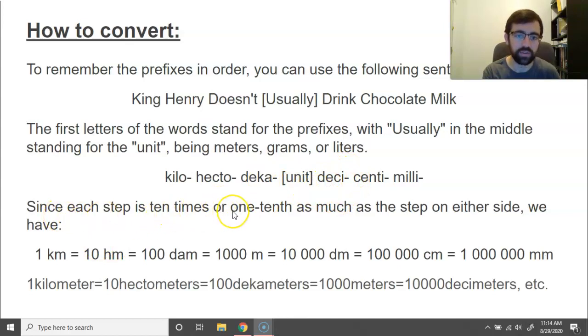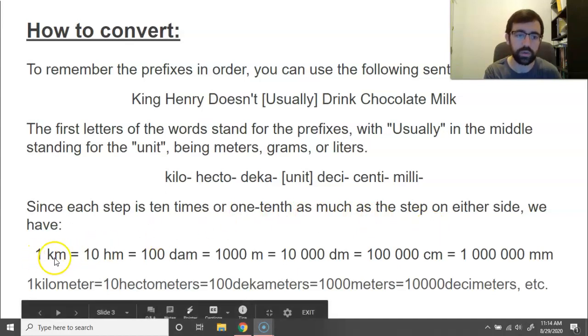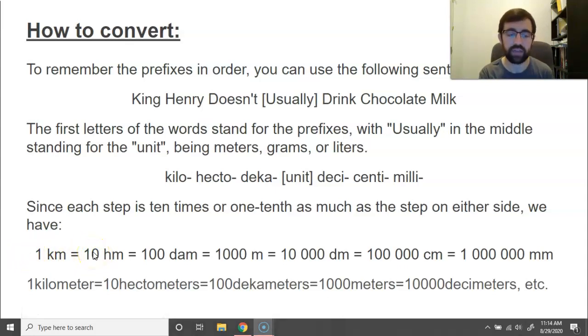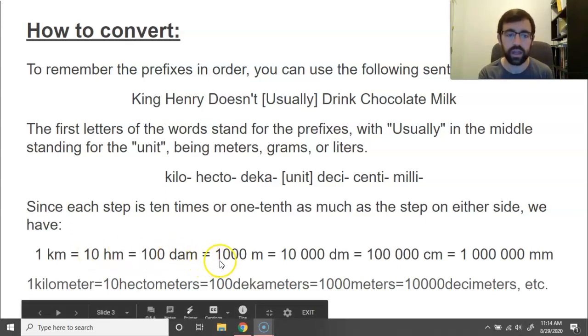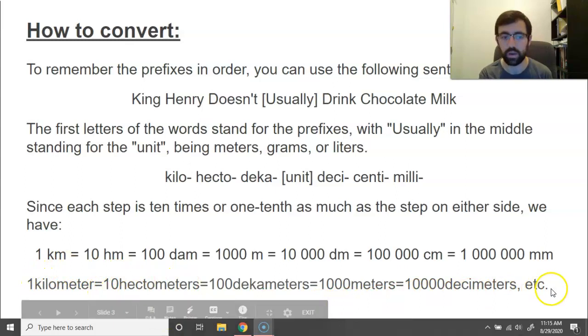Since each step is 10 times or 1/10 as much as the other step, we have 1 kilometer equal to 10 hectometers, so it's a factor of 10. It's different by a factor of 10. And then a decimeter, you'd have 10 times as many decimeters, 100. And then 1,000 meters, which is 10,000 decimeters, which is 100,000 centimeters, which is 1,000,000 millimeters. And I've got it written out in words down here, and so on.